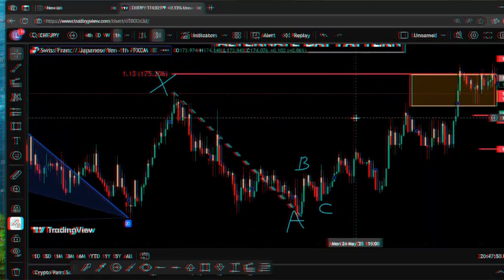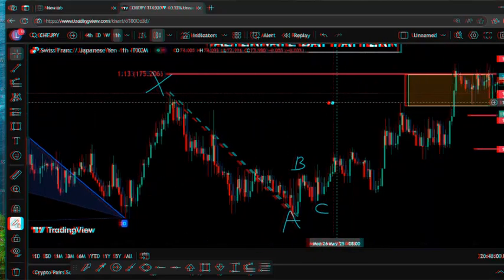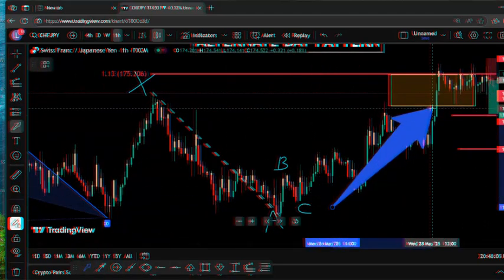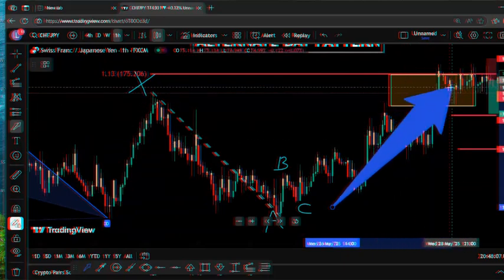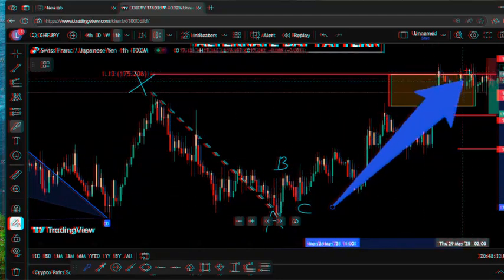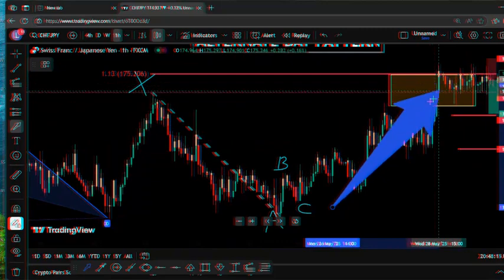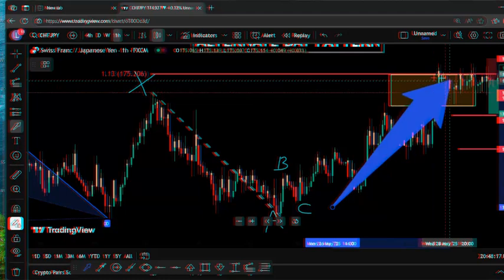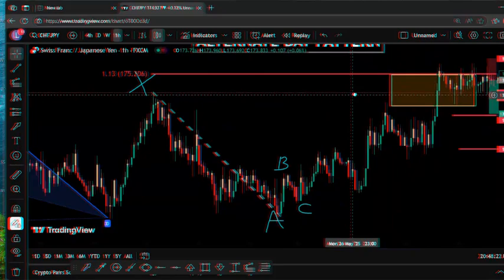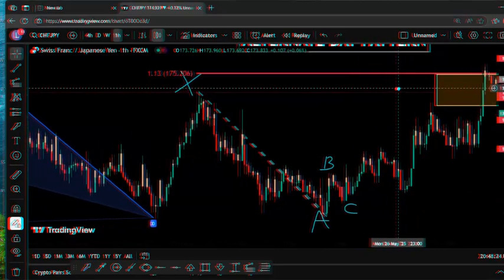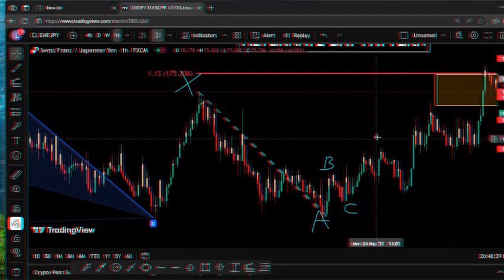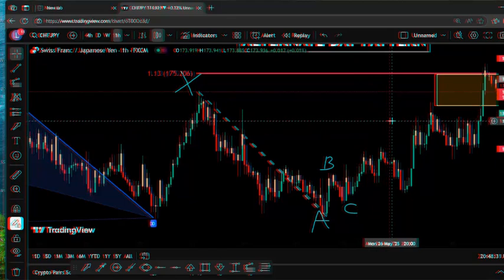So this leg, this extension here, is my D leg. So we have our X, A, B, C, and our D leg will be between the 886 and 1.13. I was looking for a reason to take a sell trade, because this was identified as an alternate pattern.